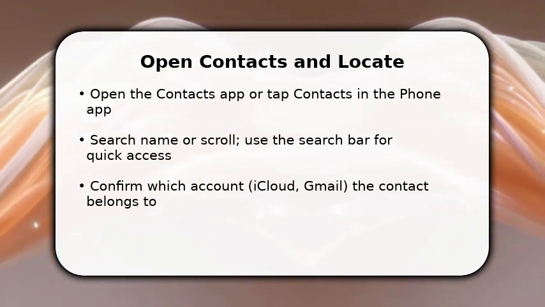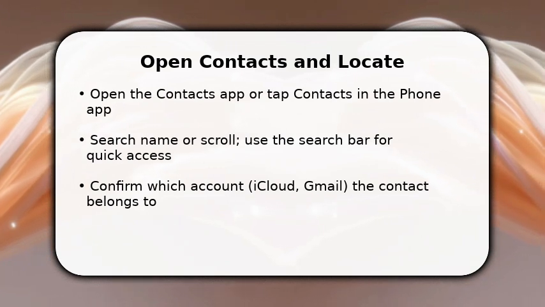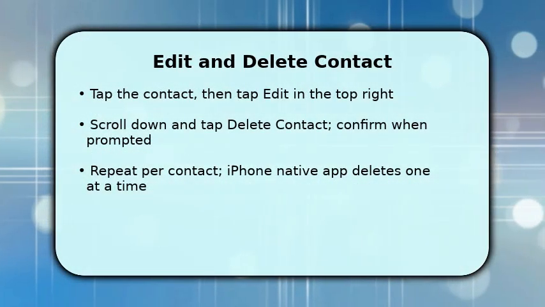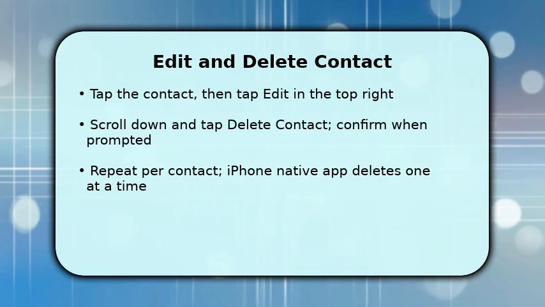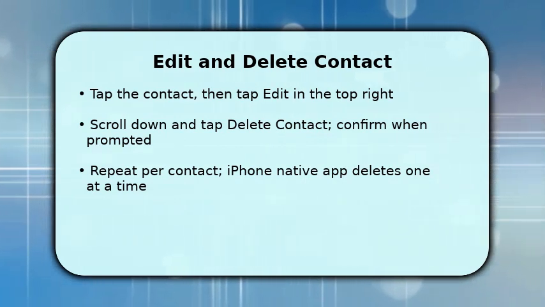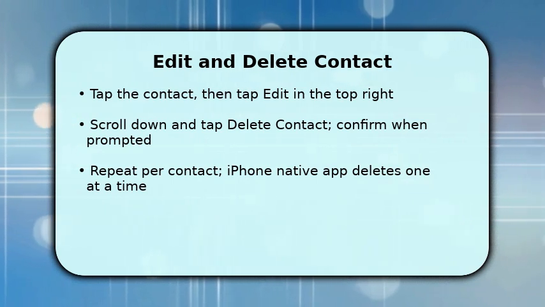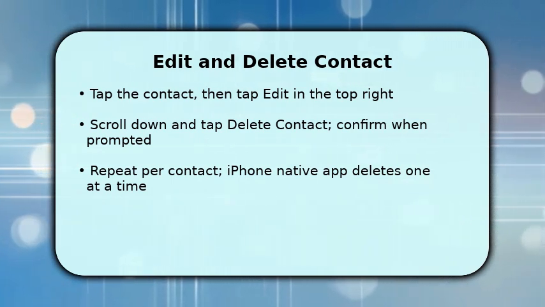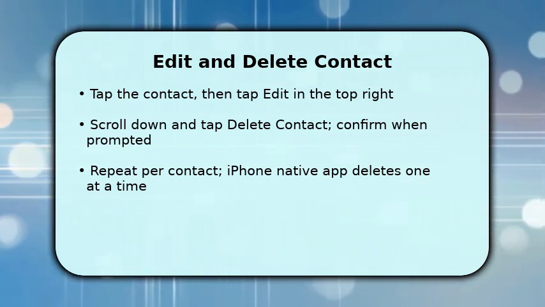Tap the contact to open details, then tap Edit in the top right to access deletion controls. Scroll all the way down and tap Delete Contact, then confirm by tapping Delete Contact again. This two-step confirmation prevents mistakes. Repeat this process for each entry you want gone.